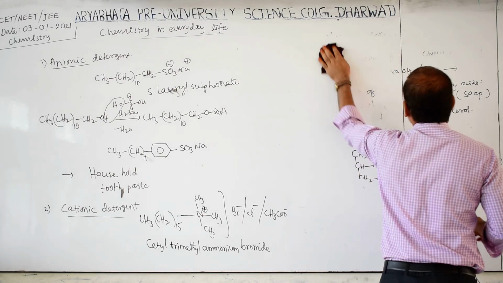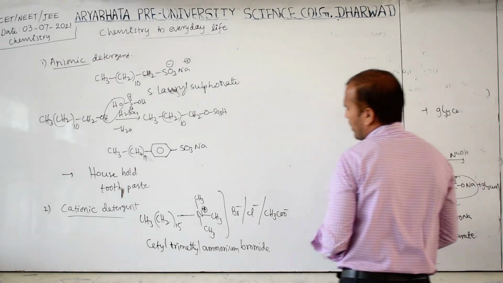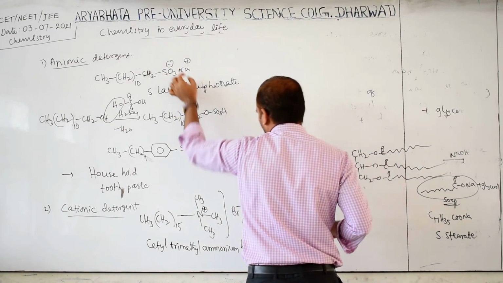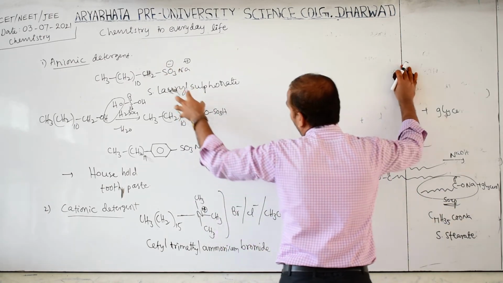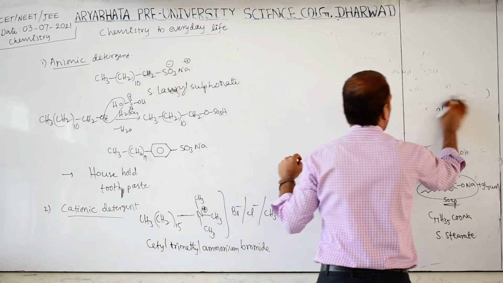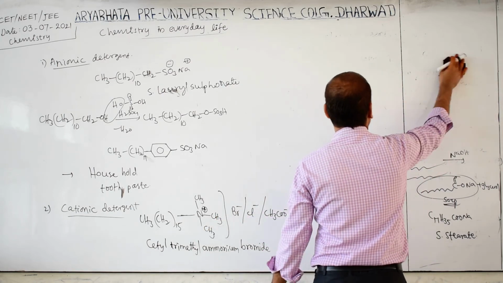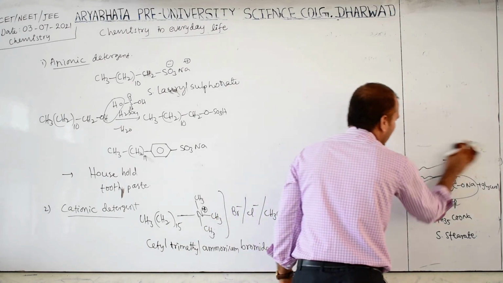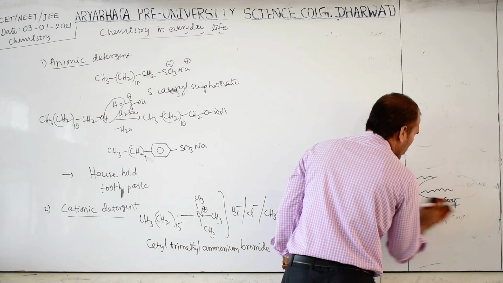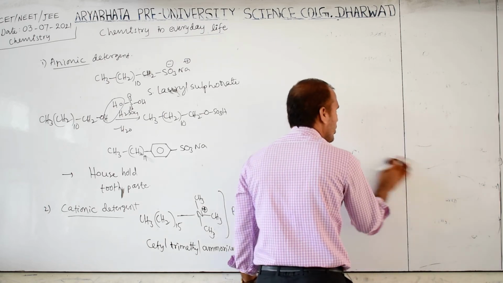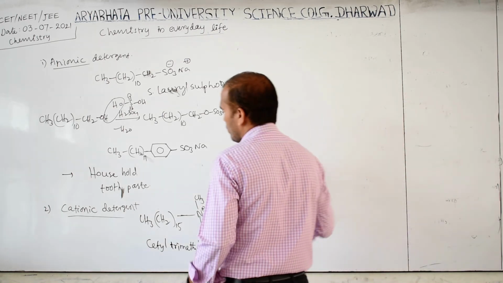Anion is negative, cation is positive. Here this is the cationic part, here this is the anionic part. So here the anionic part works more effectively, here the cationic part works more effectively. Next one is the non-ionic part. Non-ionic part means what? No positive, no negative.